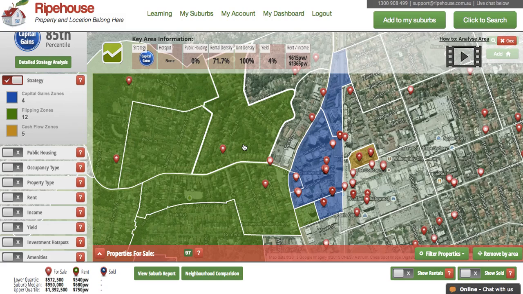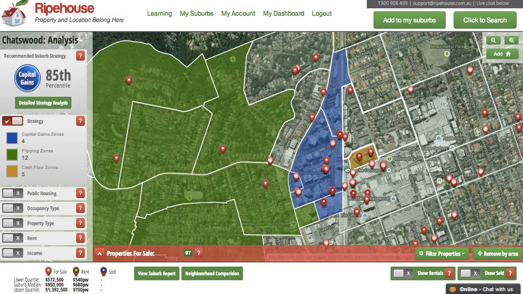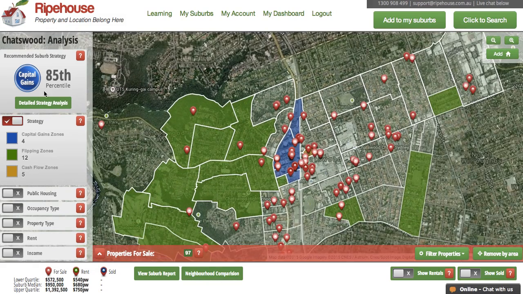So let's look at those things individually, and we'll get a bit of a feel for how these areas stack up. Coincidentally, all the blue areas border each other. So this is an area cluster of the suburb that's very consistent, very much the same, and all of it is satisfying good potential for capital growth.